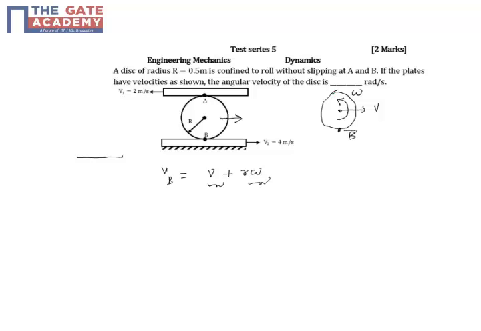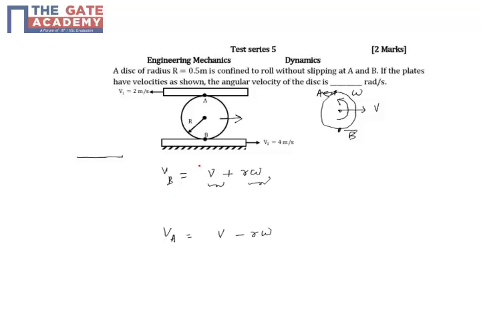Now A is at the top. The velocity of A is, because of the translation, v moving right, but because of the rotation, it's towards left, so minus r omega. It's in the opposite direction because r omega is in this direction, so that's why minus.